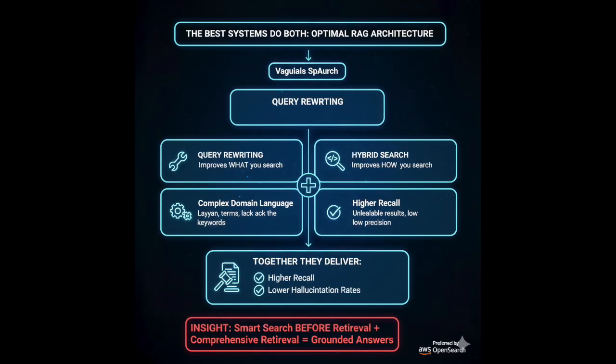Query rewriting improves what you search. Hybrid search improves how you search. Together, they give you higher recall, higher precision, lower hallucination rates. This is the architecture AWS loves.